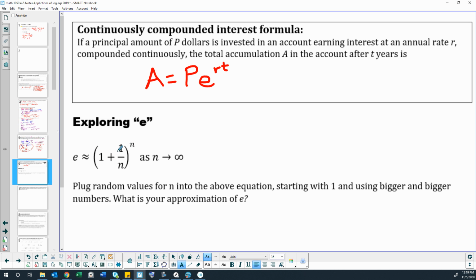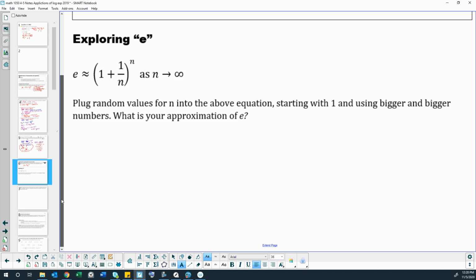So e is approximately (1 plus 1 over n) to the nth power. So you can see that's the part of the equation we removed and replaced with e, because as we use bigger and bigger numbers for n, it ends up converging onto a certain number, which we call e.